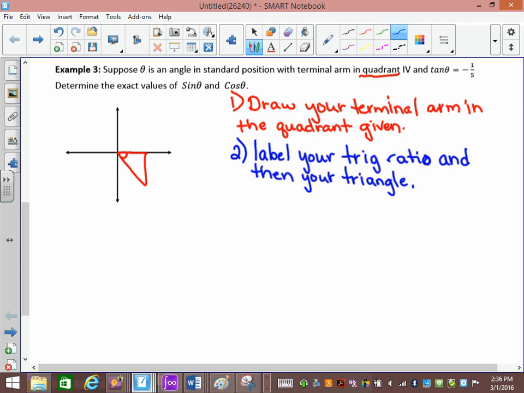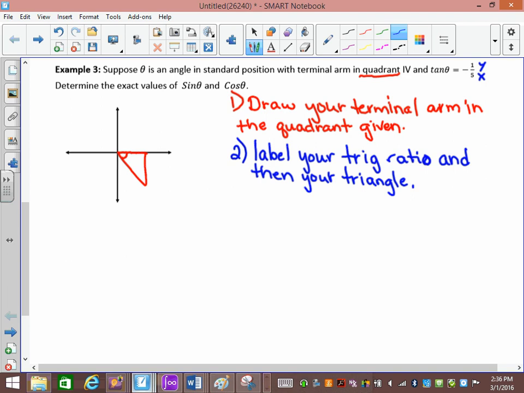Tan is TOA, opposite over adjacent. And remember, opposite is always y, adjacent is always x. So this is y over x. Now you have to decide, is the 1 negative, or is the 5 negative? Because even if the 1 was written with the negative, you might have to actually move the negative down with the 5. So that's why you have to draw the triangle to see if it makes sense.